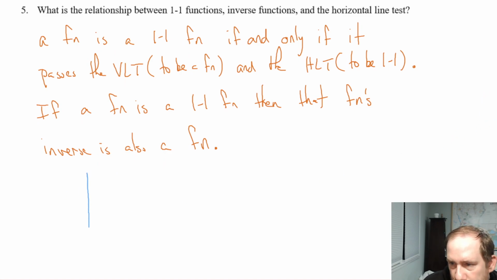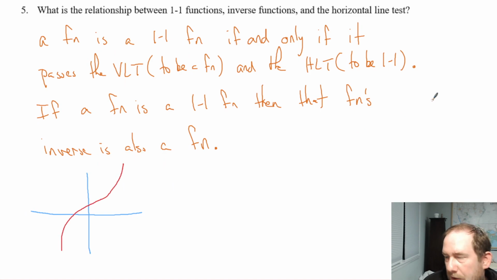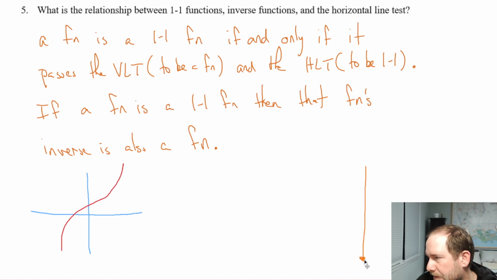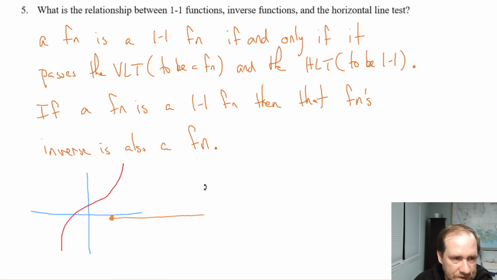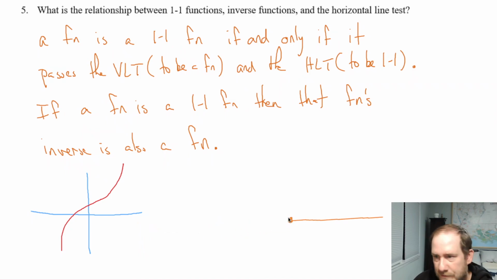Alright, so a picture being worth 1,000 words. Here's a graph. It goes like this. Is that graph representative of a one-to-one function? And the answer is yes, because if I take a vertical line and drag it across, it never touches more than once. So we pass the vertical line test, so we're a function. Now take a horizontal line and run that across the function, and it never crosses more than once. So that means this thing is a one-to-one function.